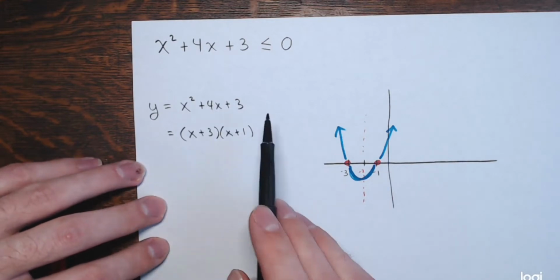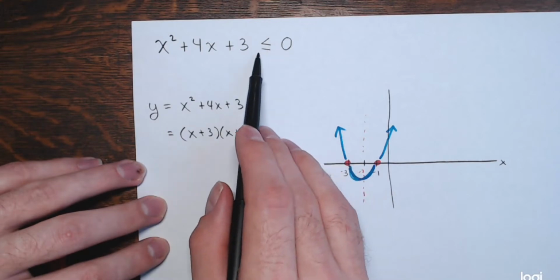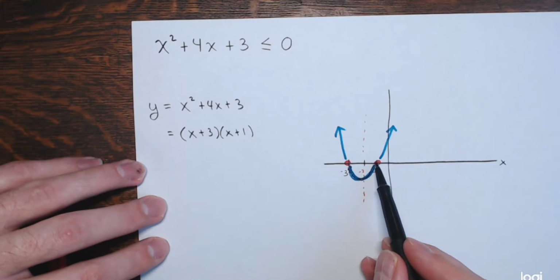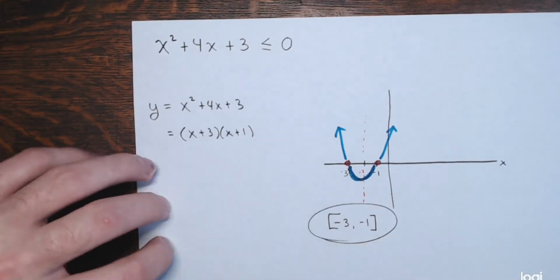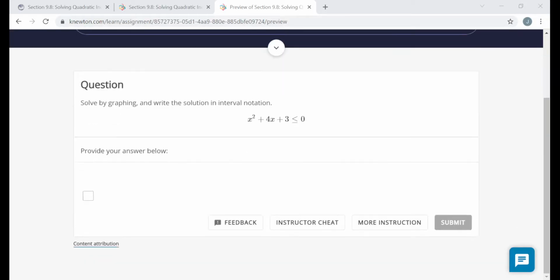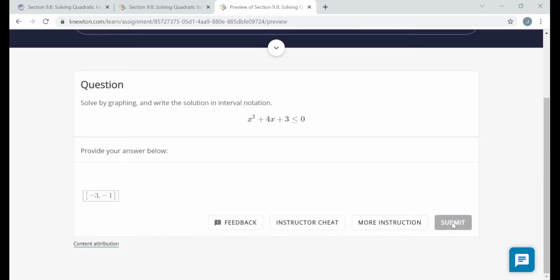And we're looking for values on the x-axis that make this expression less than 0 or equal. So that's just this area here, right? Below the x-axis or on it, right? So that's from -3 to -1, including -3 and -1, and those values only. And that's what I'm entering, right? It can really be that quick. So bracket, -3, comma, -1, bracket, and submit.